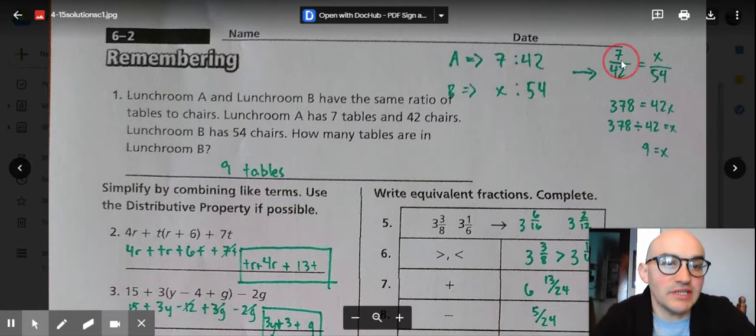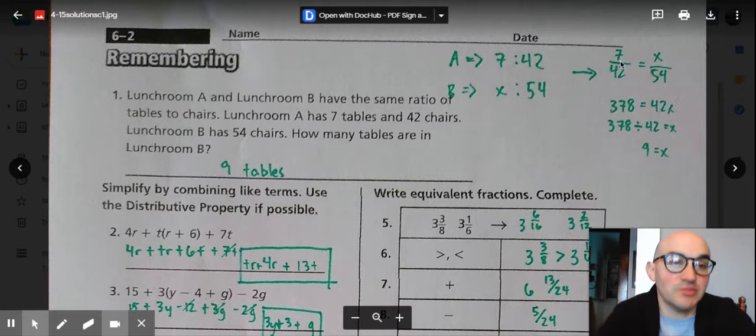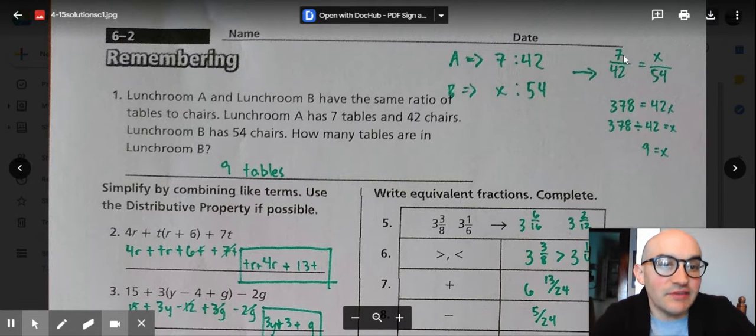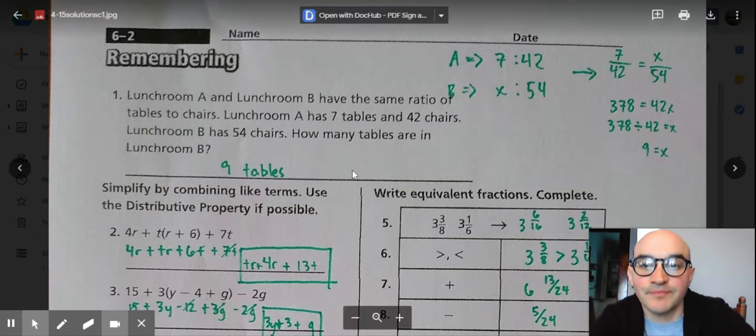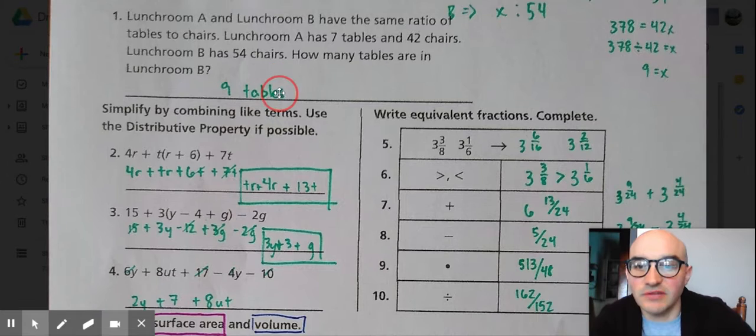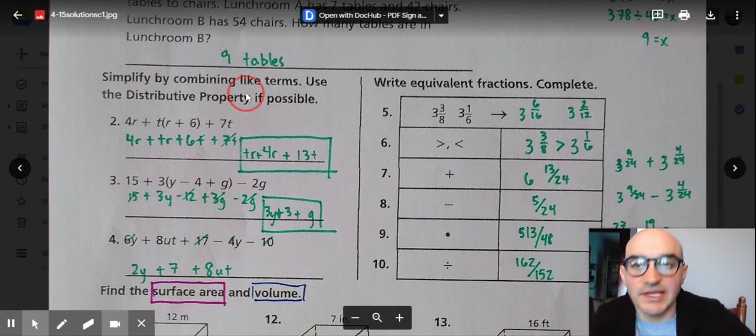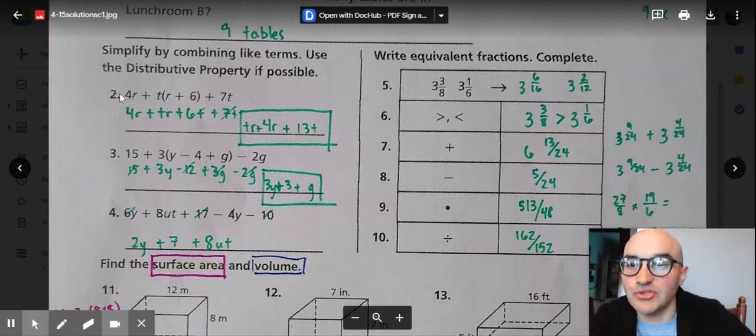My method for solving this was to turn it into a cross multiplication problem. 7 times 54 here and 42 times x. So we get 378 equals 42x. We divide by 42 to find out that x equals 9. You could have also divided 42 by 7, found that to be 6, and asked yourself what 54 divided by 6 equals, and of course that would be 9. So lots of different ways we can solve these. I just like that cross multiplication approach.